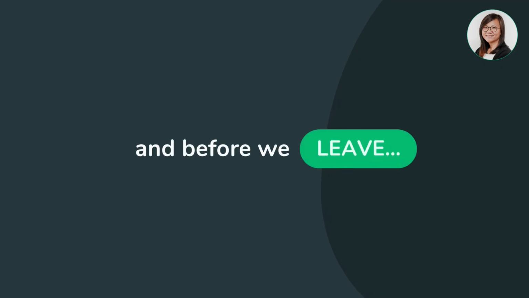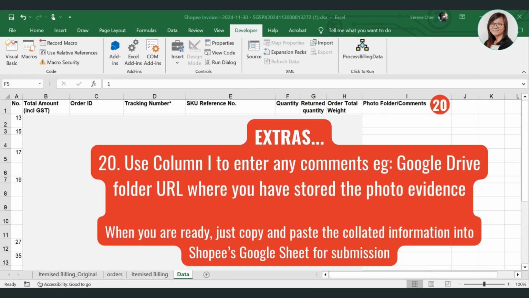Some extras before we wrap up. Here's one last tip for using the Data worksheet effectively. You can use column Y to add any comments, such as the Google Drive folder URL where you've stored the photo evidence or additional notes for reference within your team. Once everything is ready, simply copy and paste the collated information into Shopee's Google Sheet for submission. This final step ensures your submission is complete and professional, with all the necessary details easily accessible.